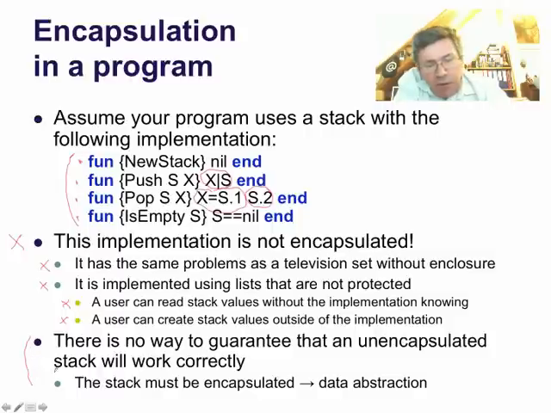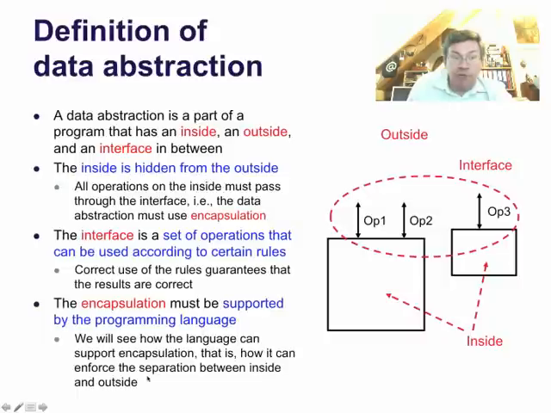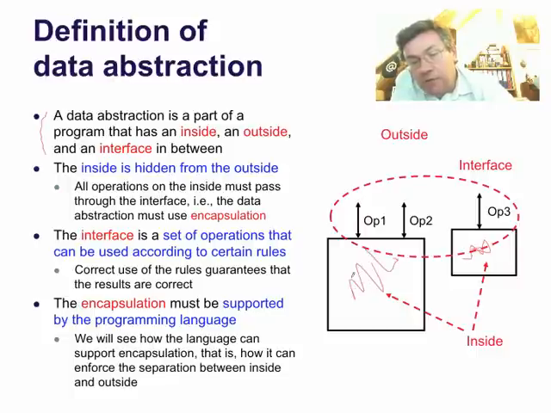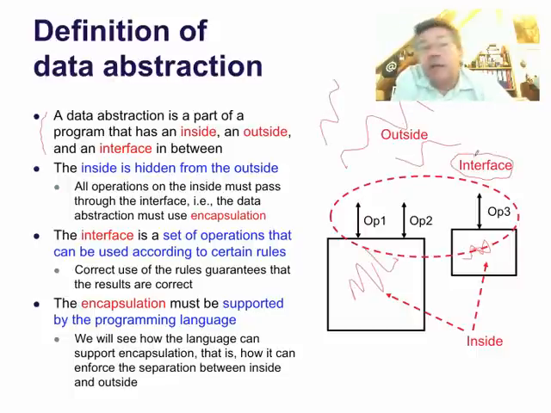So in order to guarantee, we must encapsulate. And this leads us to data abstraction. A data abstraction is a part of a program that has an inside, an outside, and an interface in between. There's an inside here, there's the outside here, and then there's the interface connecting the two. The inside is hidden from the outside. All operations on the inside must pass through the interface. The data abstraction must use encapsulation.